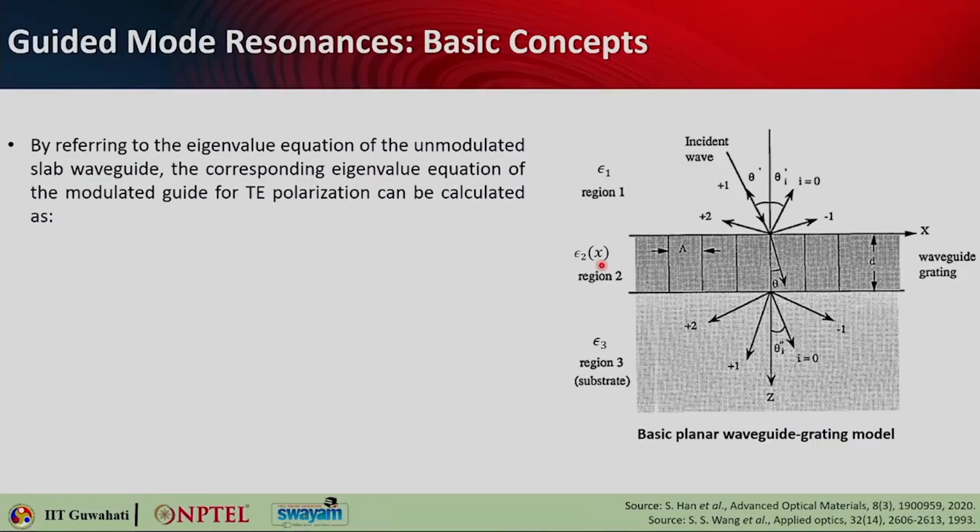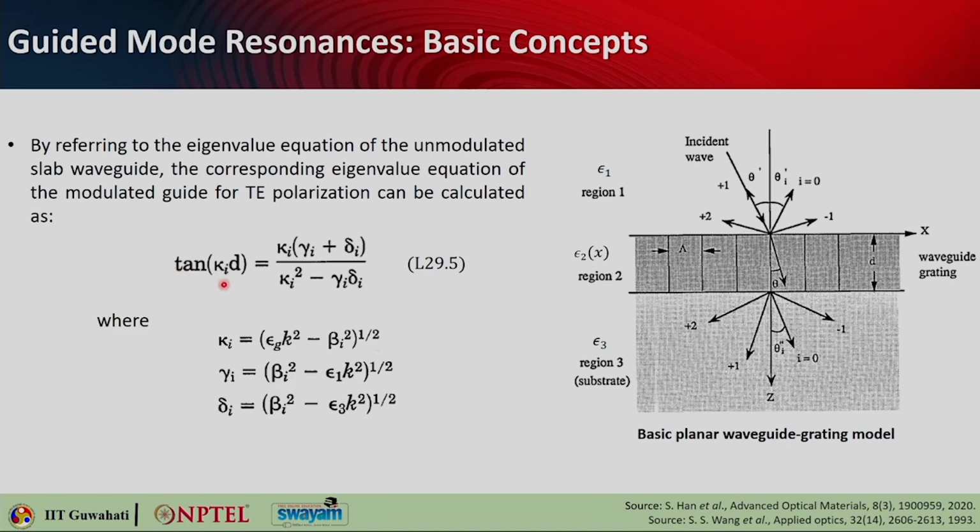Okay. So, here let us refer to the eigenmode equations of this unmodulated slab waveguide. This will become a slab waveguide when delta epsilon tends to 0, as you can understand. The corresponding eigenvalue equation of the waveguide can be written as this. So, you can actually find out that tan of kappa_i d will be given by this one. So, kappa_i is related to the propagation constant in the different regions. Okay. So, these are again all coming from the waveguide theory.